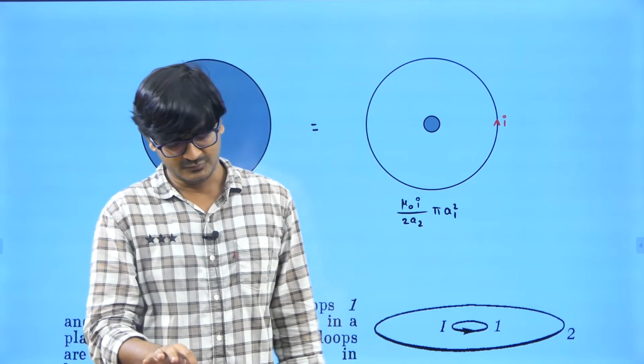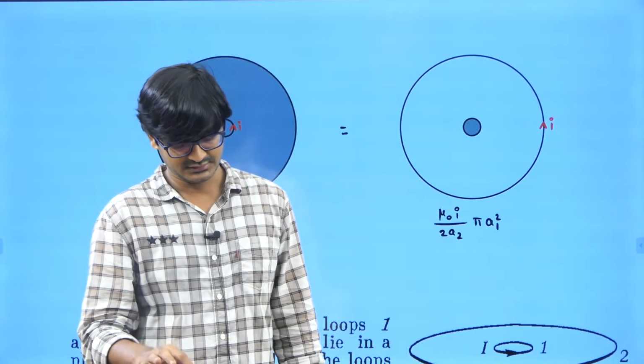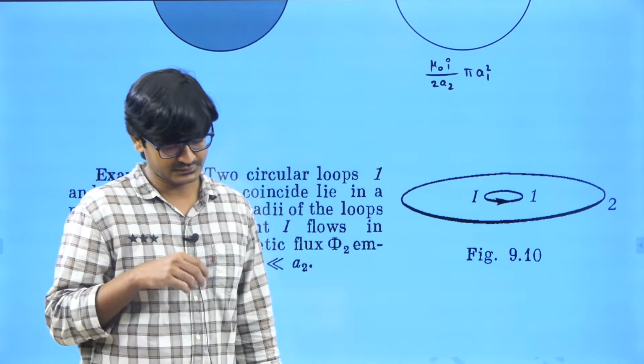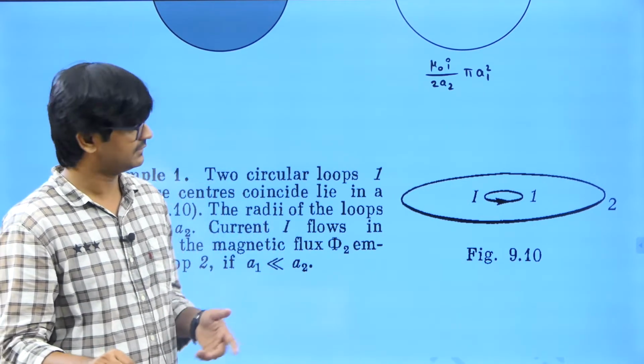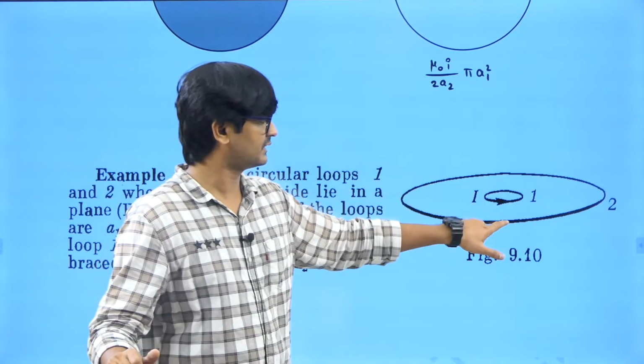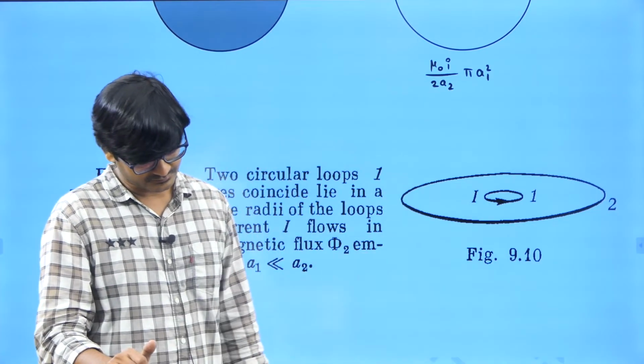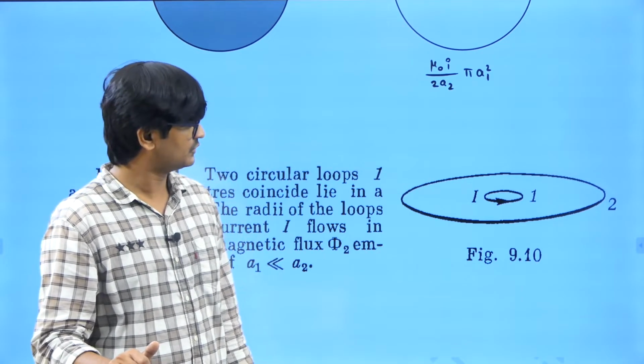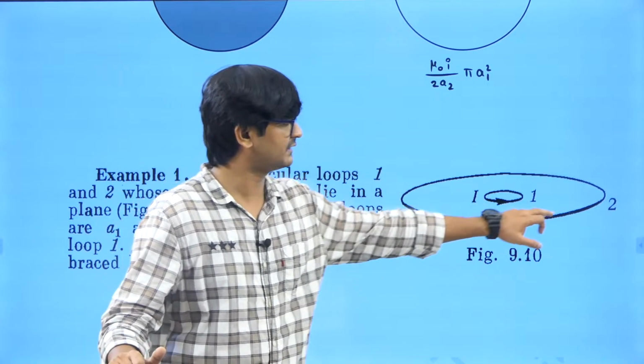Right, and you will be exploiting that reciprocity theorem too much. This is the first question where we do that. There are two circular loops whose centers coincide, and this radius is very small over this radius. You need to find the magnetic flux phi 2 embraced by loop 2. So you are passing current through the first one and finding the flux through the second one.